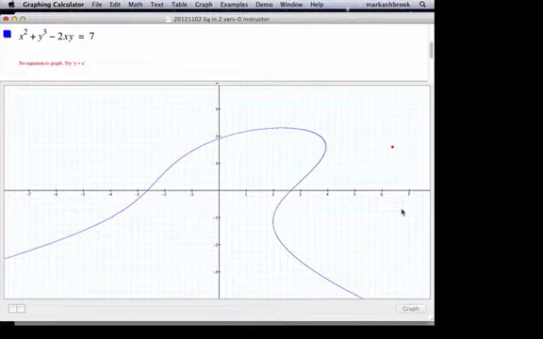I guess you could say it's all possible pairs of X and Y coordinates that, when plugged into the equation, will equal 7. Right. Okay. So when you look at a graph like that, your image of it should be the points that you plotted. How many points? Infinite number.